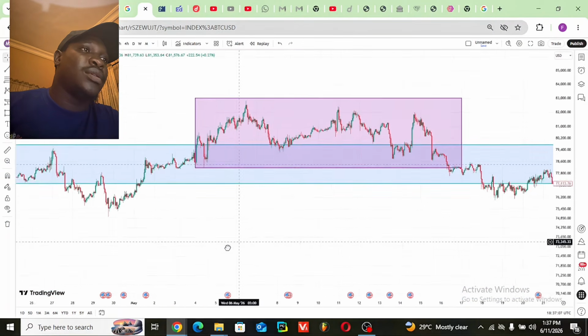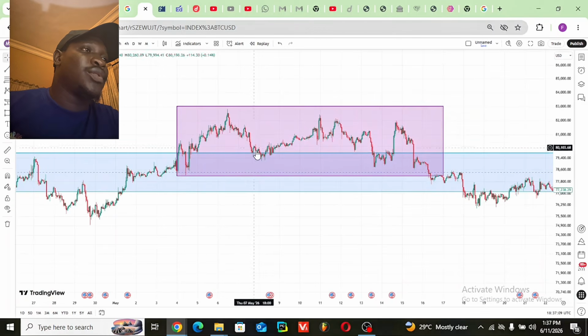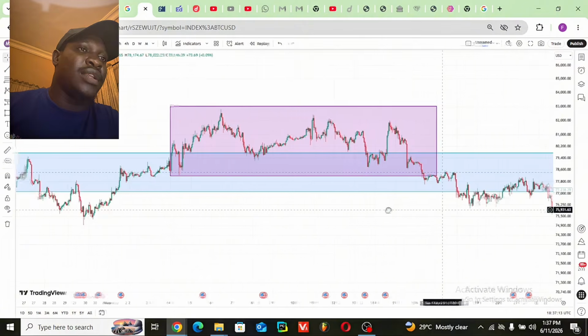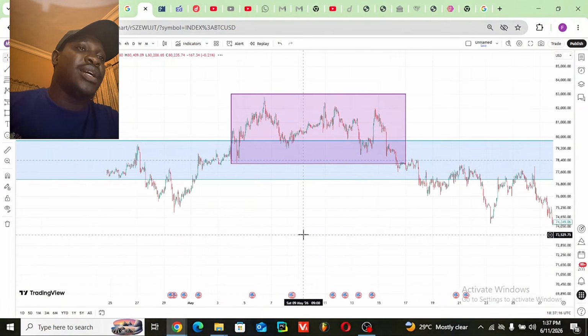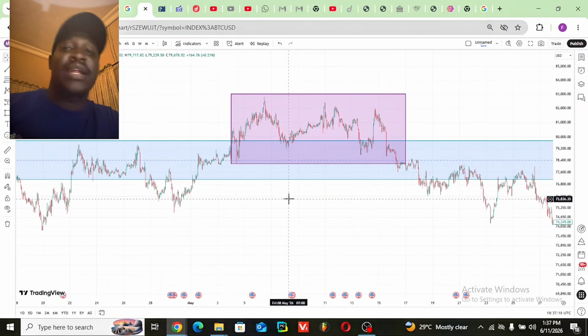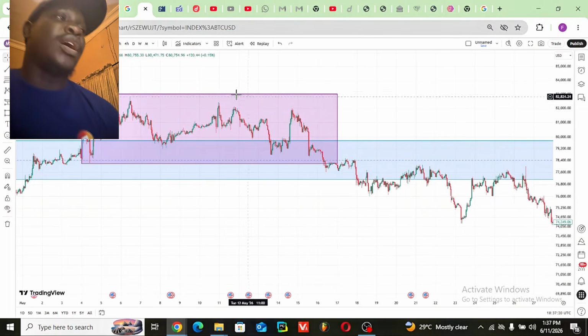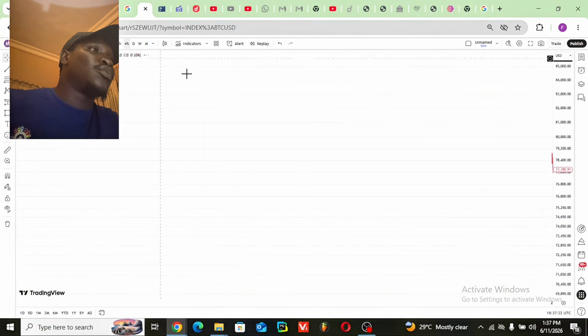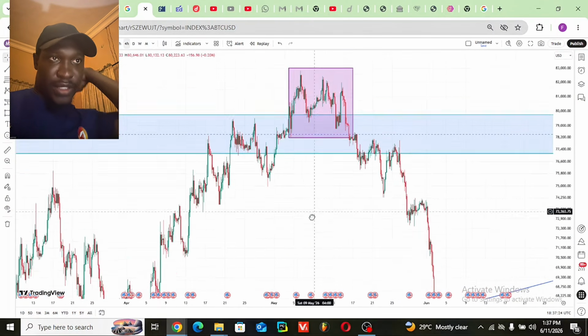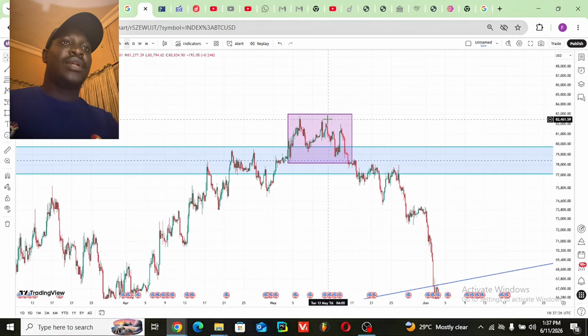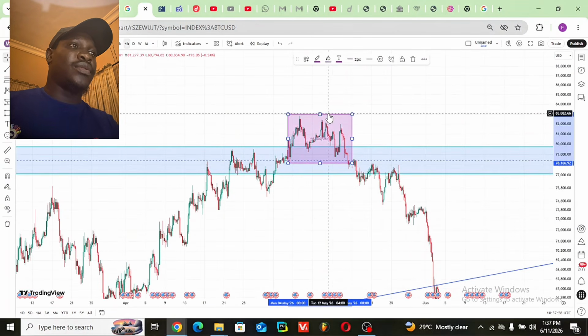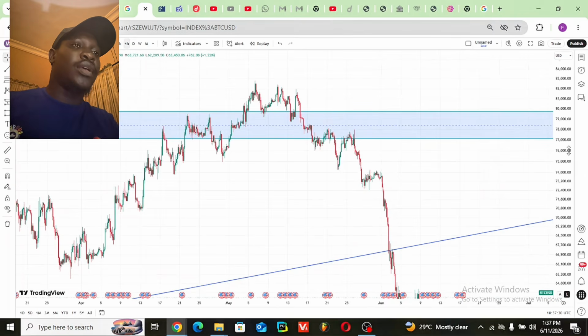You can see, it started ranging up, down, then neckline break, and started coming downwards. So let's go back to our 4 hours.